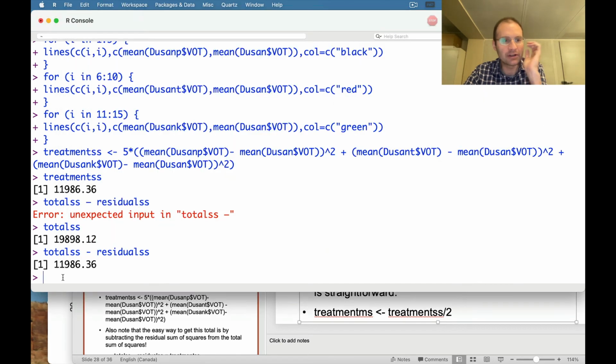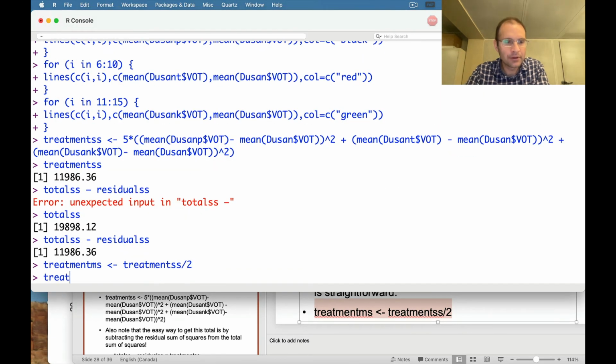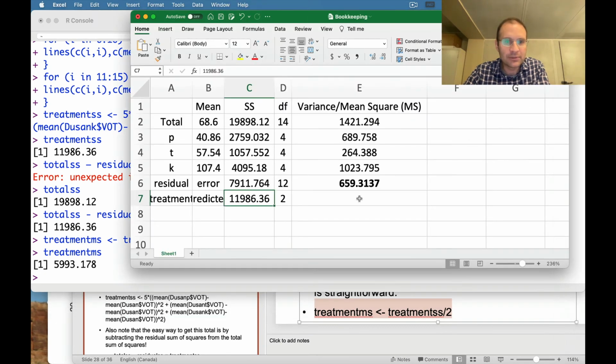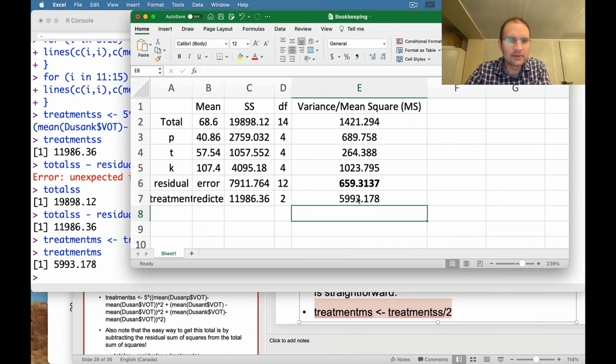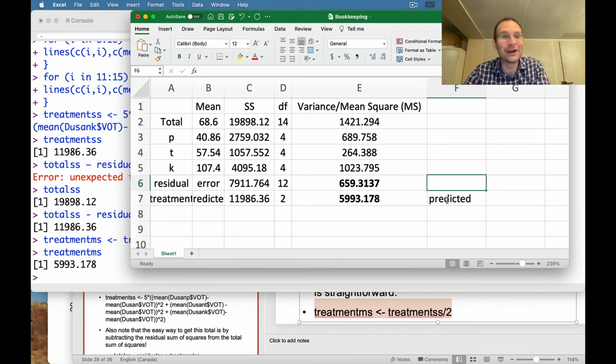So we'll calculate the treatment mean square and then use that in our F test in comparison to the residual mean square. So what we get for the treatment mean square is this value. And I'm going to bold that. So this is just 11,900 whatever divided by 2, which is almost 6,000. And I'm going to compare these two values. So this again is my predicted value, or my treatment mean square. And this is my residual mean square.